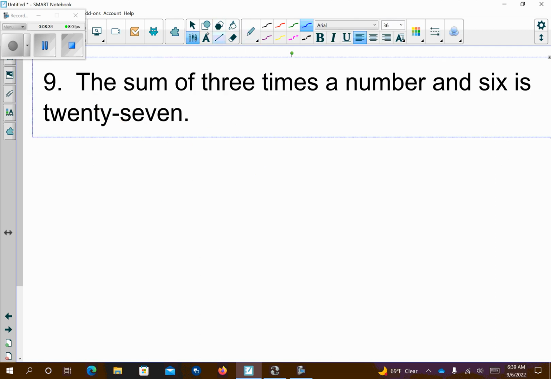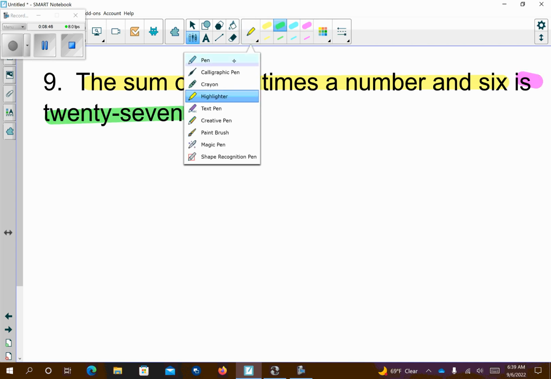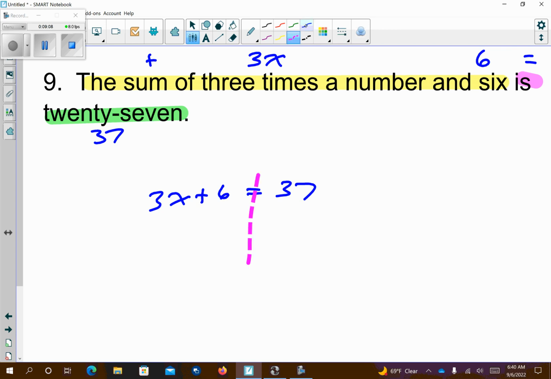Number 9, we have another word problem. The sum of 3 times a number and 6 is 37. Okay, so sum of 3 times a number is 3x, and 6 is added, is is an equal sign, and then 37 just means 37. So the sum of 3 times a number and 6 is 37. It's ready to start solving.